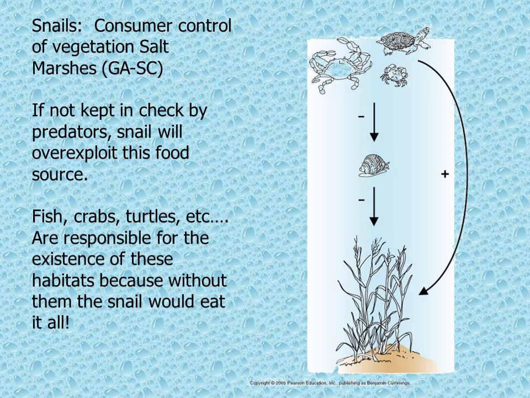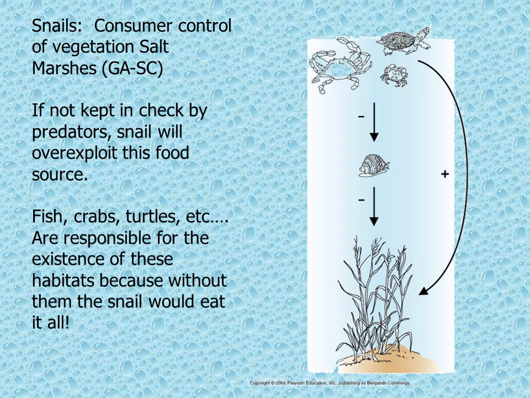So we have another figure here which represents direct and indirect aspects of species interactions. So if you follow it from the top down, the turtles and the different crabs have a negative effect on the snails, but the snails have a negative effect on the cordgrass that's present. Hence, the turtles and the crabs have a positive, indirect effect on the cordgrass.